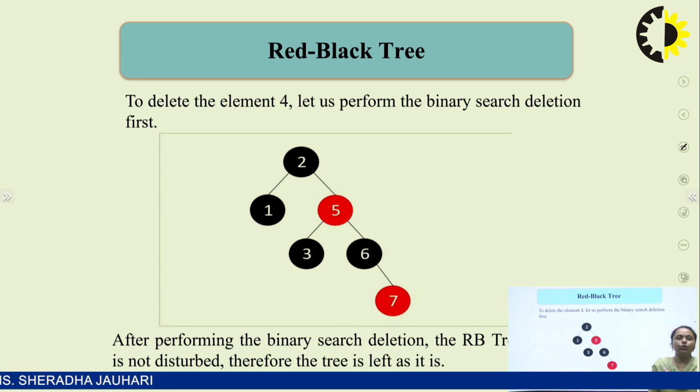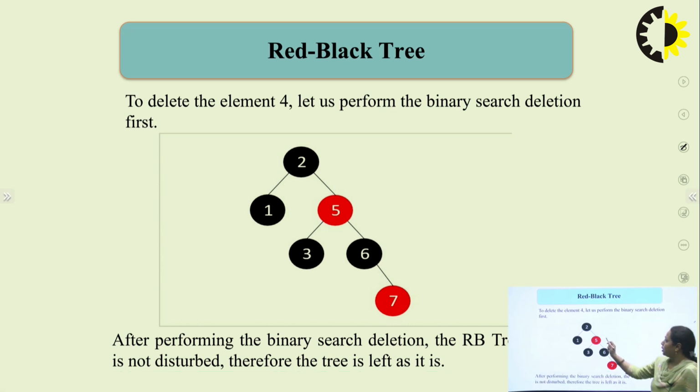So how to delete this 5? Again, see, 5 is red in color and it also has 2 children. So what does BST deletion say? We have to replace this 5 with its in-order successor. The in-order successor of 5 is 6. So we are going to replace this 5 with 6. First case.